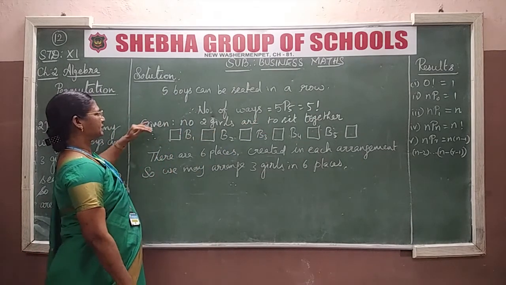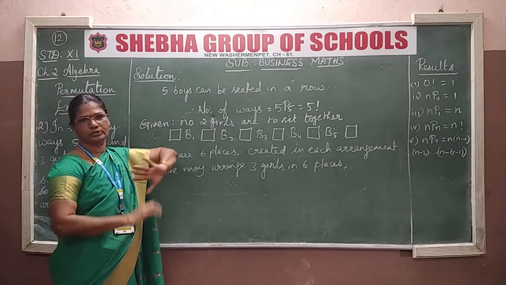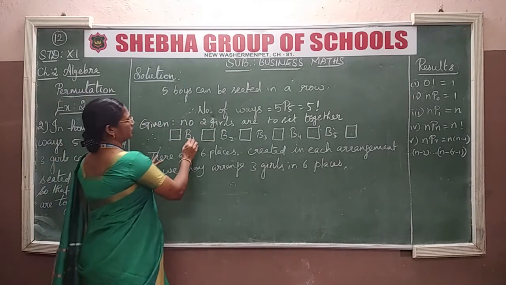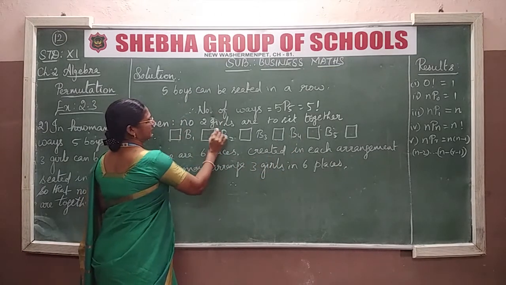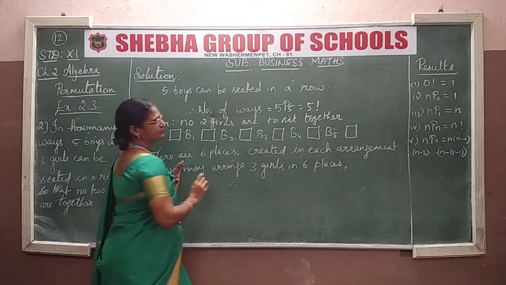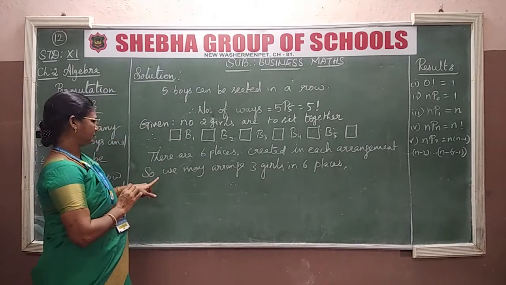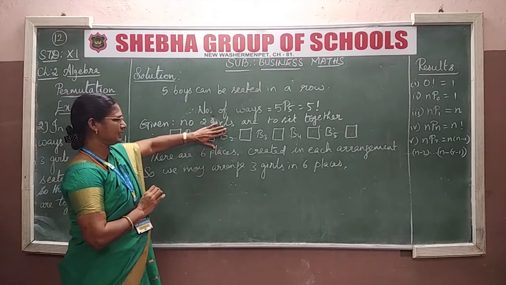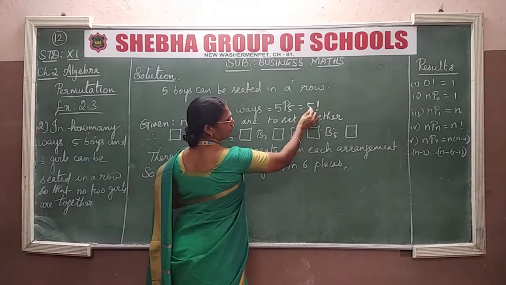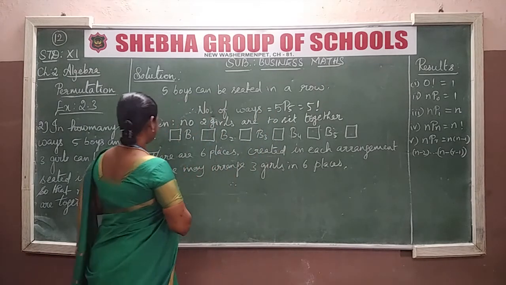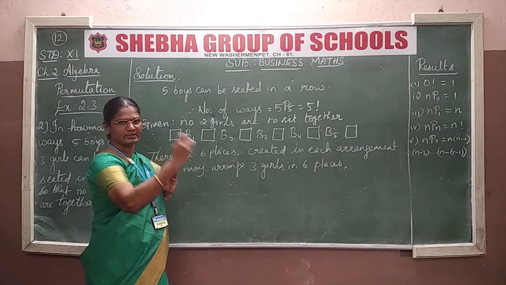Next, what is given? Given that no 2 girls are to sit together. So suppose 5 boys are there. So there are 6 places in between. There are 6 places created in each arrangement. For each arrangement there will be 6 places. We have 5 factorial arrangements. Okay, next, in these 6 places we are going to seat the 3 girls.